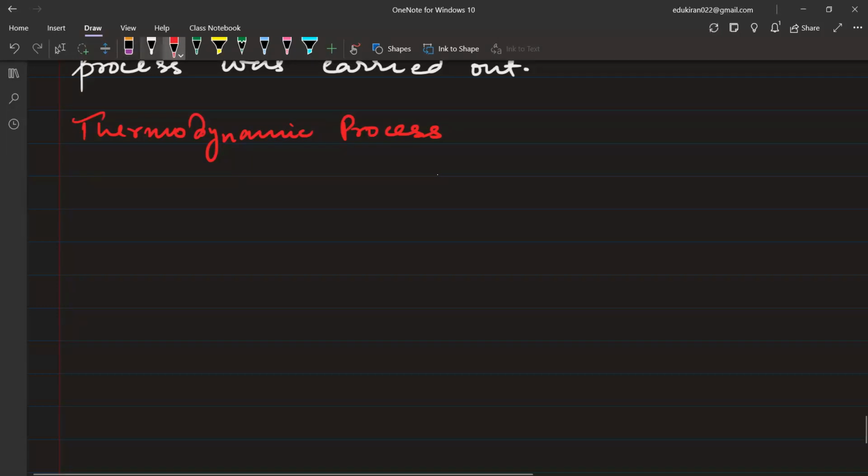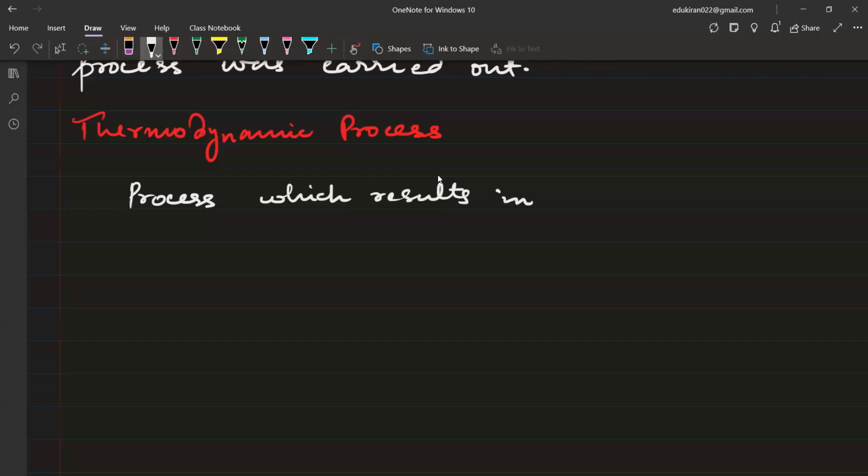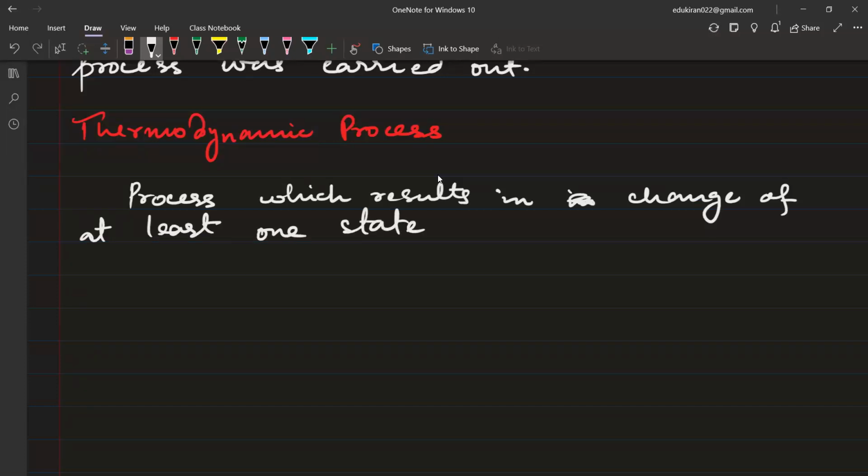Thermodynamic process: a process which results in change of at least one state variable.